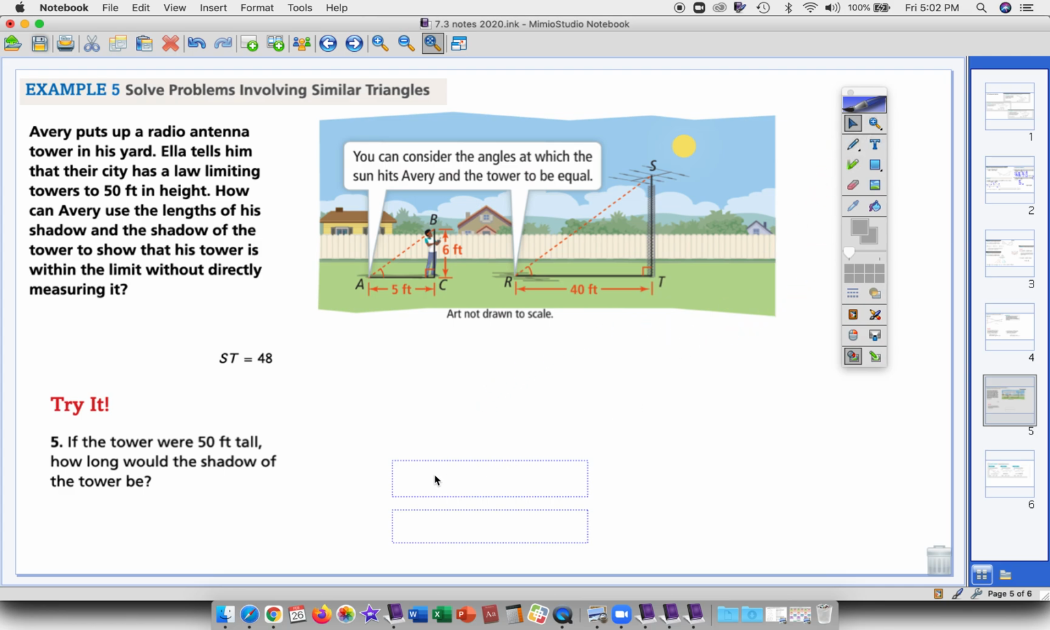Okay, for the second part, there's our proportion, right? RT is to AC as ST is to BC. Plugging in the values that we know and solving, we end up with RT, which is the shadow, being 41 2/3, which in terms of feet, 2/3 of a foot is 8 inches. So the tower's shadow would be 41 feet, 8 inches long.